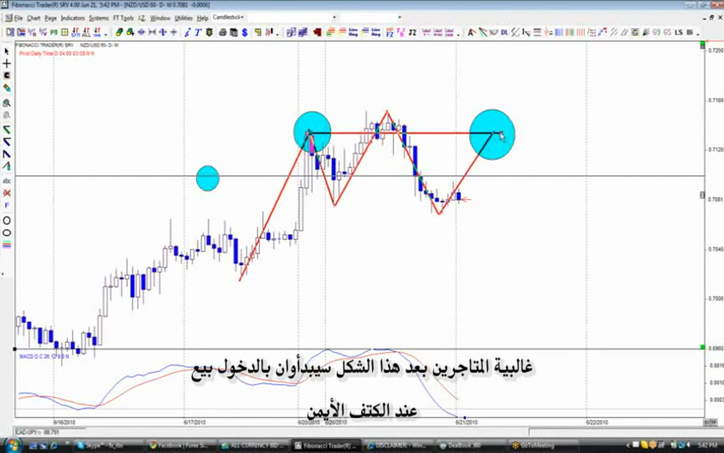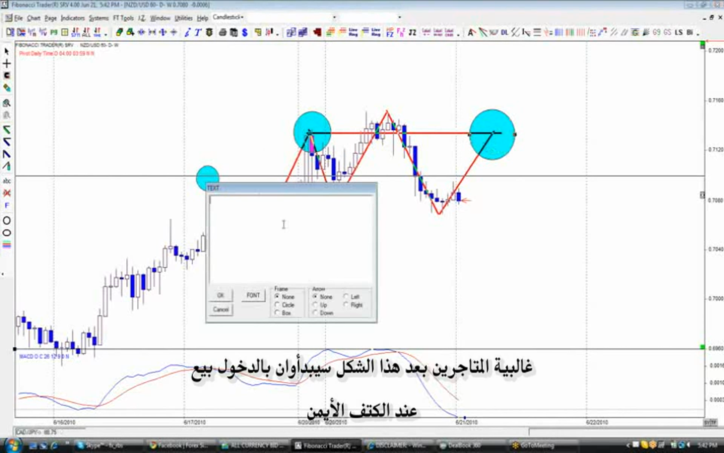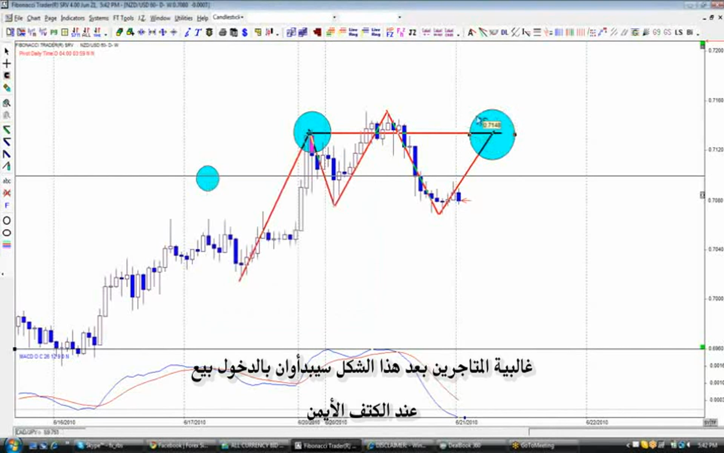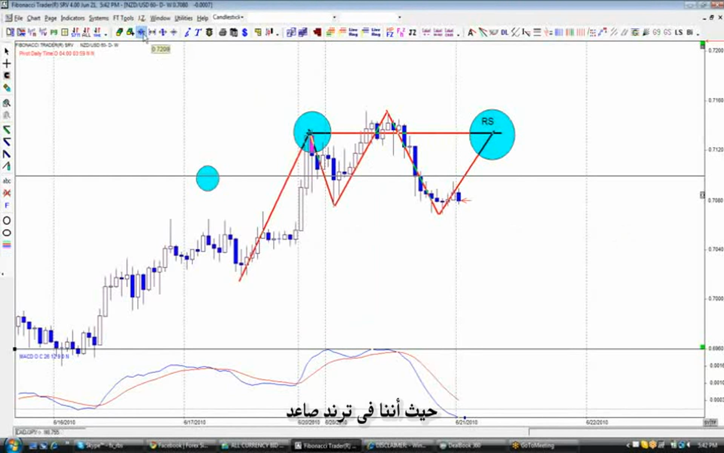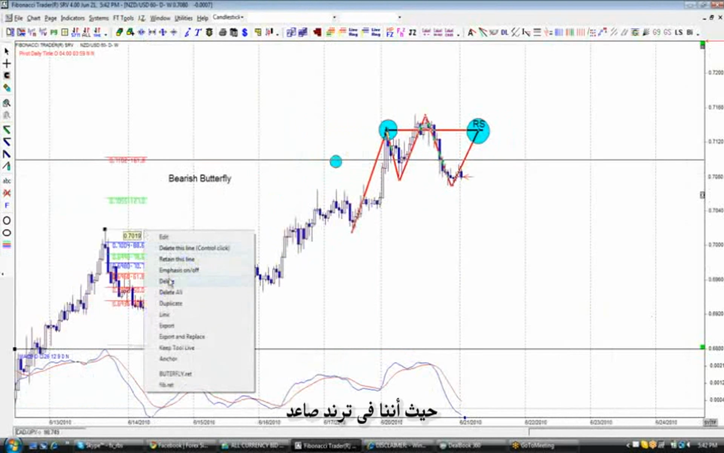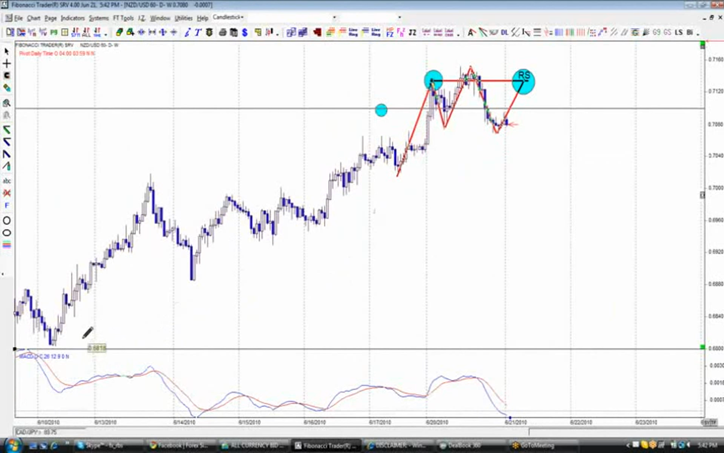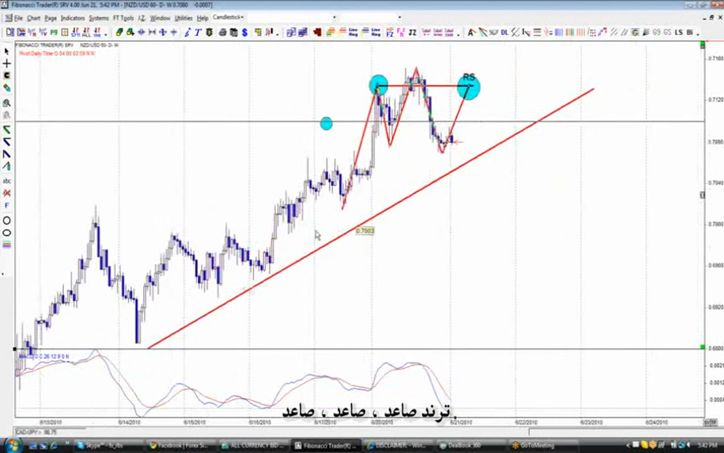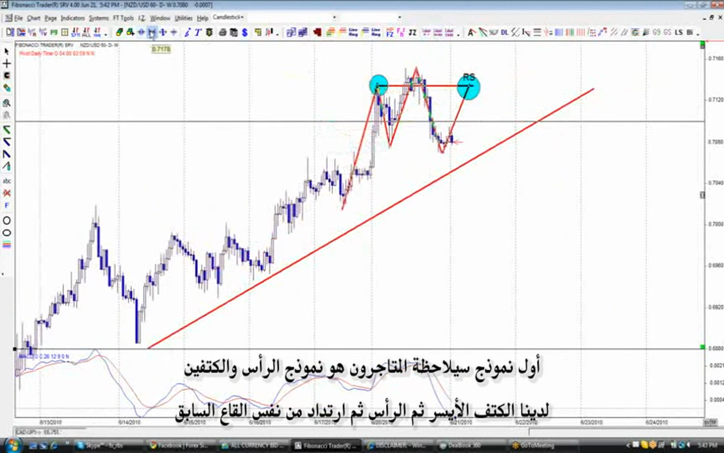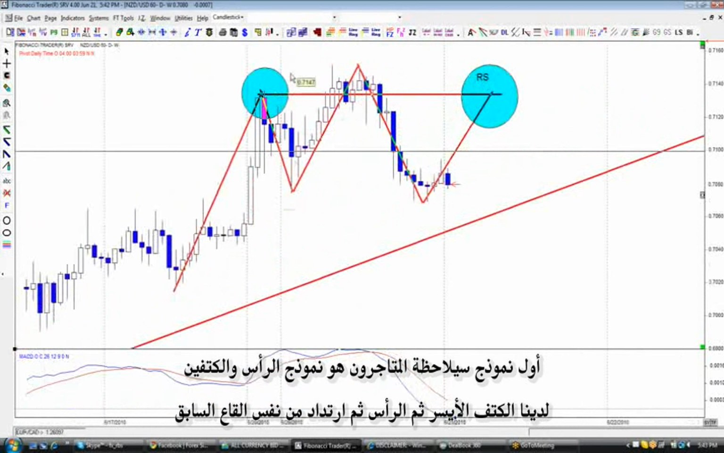And most of the traders, when price is reversing, will have their first trade in the opposite direction at the right shoulder. Now we've been in an uptrend, correct? We've been in an uptrend, trading bullish, bullish, bullish. Now, the first pattern most people will notice is head and shoulders.